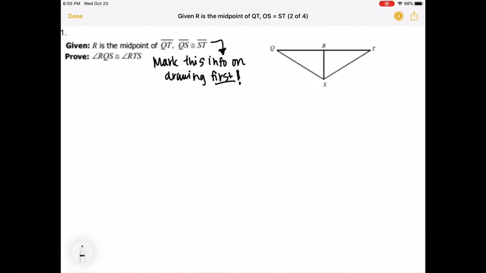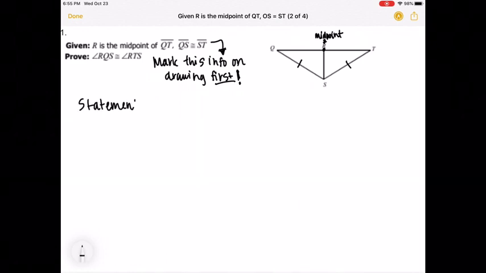So by that I mean, use the symbols that we've learned and mark it. R is the midpoint of QT, so I'm just going to write midpoint. Okay, right there. Now it says QS is congruent to ST, so I use my congruent symbols. Now I'm going on to my proof.